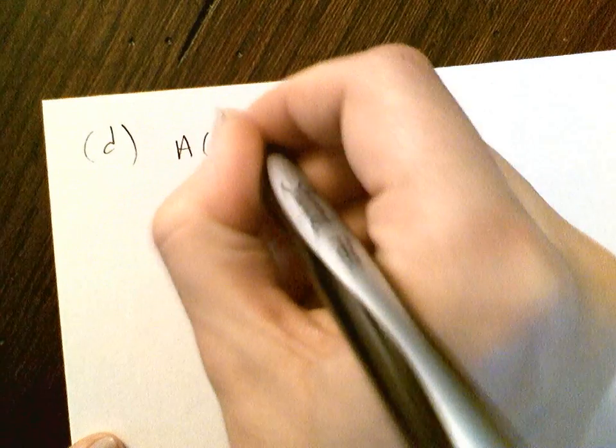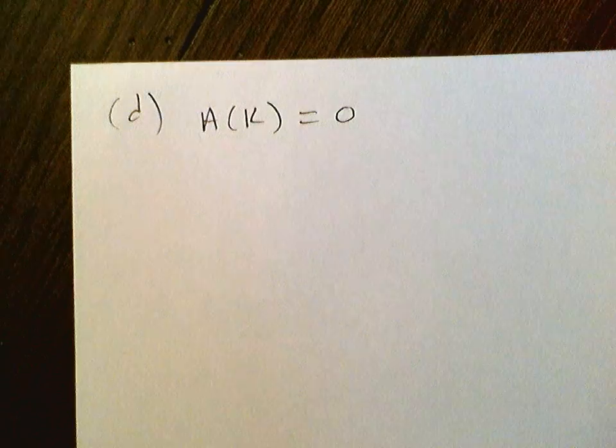All right, so part D. What do I know? Let me translate the information that they gave me into the notation that I've been using. So at time k, there are no gallons in the tank. So I'll say A of k. What do I know? I know A of k equals 0.